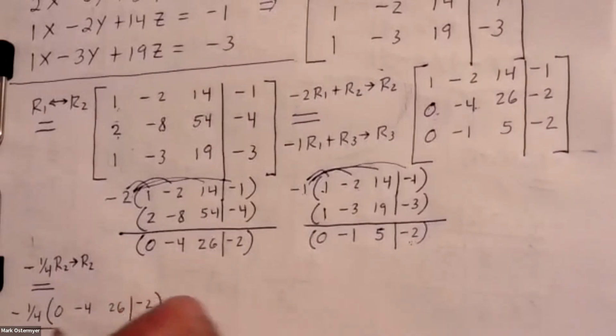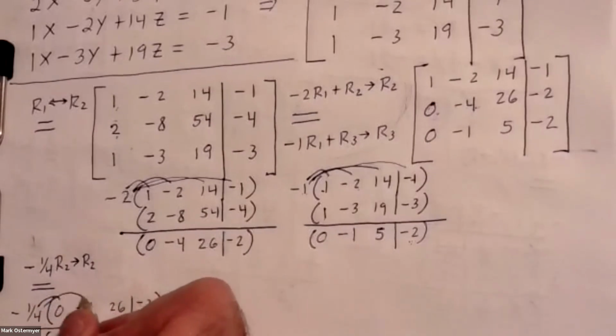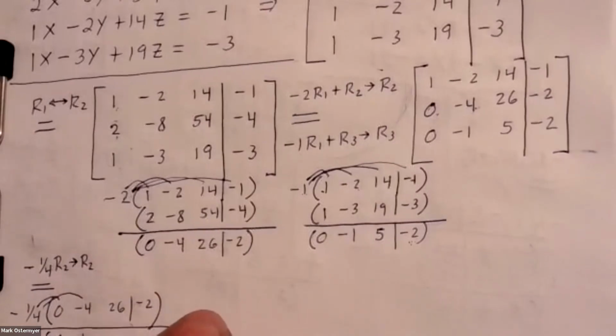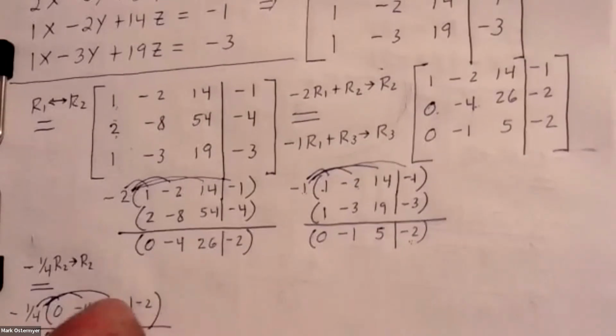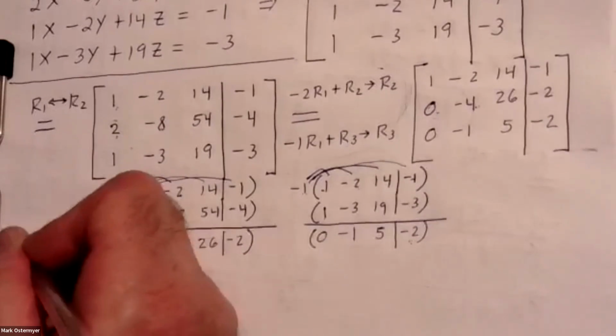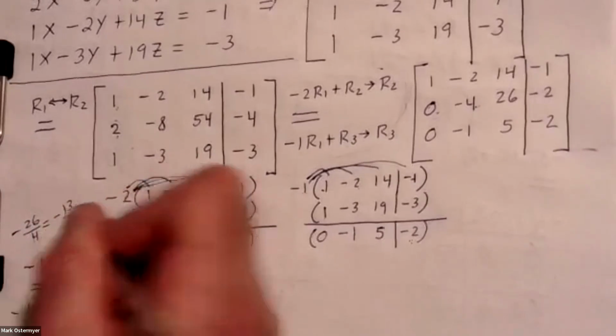Here we go to form a new row 2. -1/4 times 0 is 0. -1/4 times -4 is 1. -1/4 times 26, unfortunately, is a fraction. It's going to be -26/4. But what does -26/4 reduce down to? -13 halves.